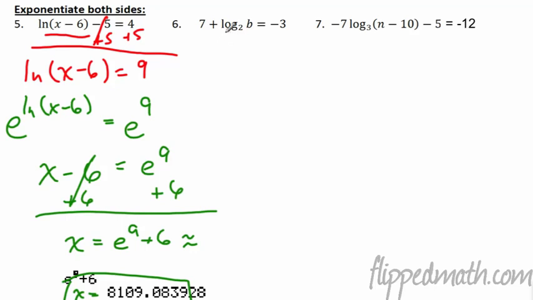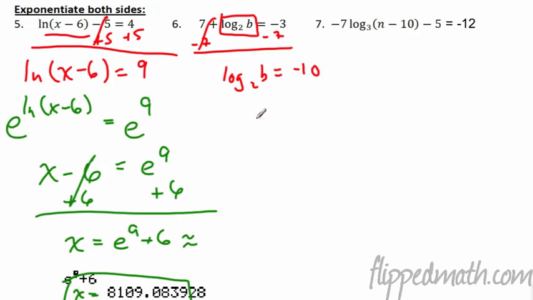Let's try number 6. We get 7 plus log base 2. Now this is a little different because we're using a base of 2. But first we've got to get that by itself because that's where the variable is. It's a log base 2 of the variable b. So let's subtract 7 from each side. We get the log base 2 of b equals negative 10. So the exponent I use on 2 to get b is negative 10.